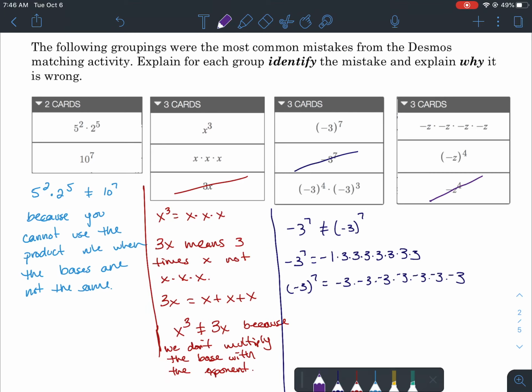That last card, negative z to the 4th without parentheses, does not equal the others because they're not equivalent, right? There's no parentheses there for the same exact reason. Let's move on.